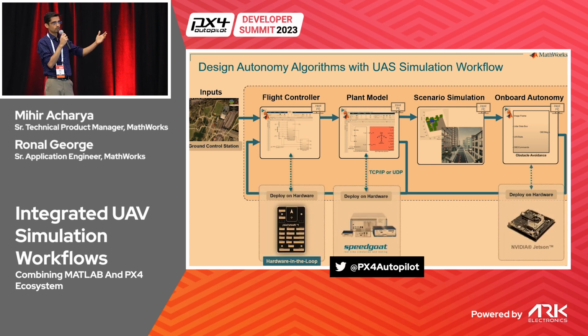So the deployment workflow looks something like this. We deploy our flight controller onto the PX4 board, and here we replace the native PX4 controller with the Simulink designed controller. And then to speed up the simulations to achieve real time, we deploy our plant model on a high computing platform like SpeedGoat. And finally, we can deploy our autonomy algorithms on a compute board like NVIDIA Jetson. And this is the way we achieve a full hardware in the loop simulation.